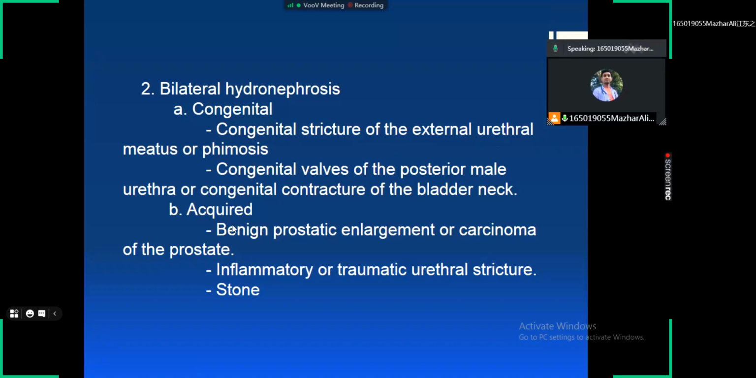So this is the acquired. We talked about the congenital, and these are the acquired causes. Like I already talked about at the start of the lecture, benign prostate enlargement or carcinoma of the prostate can lead to bilateral hydronephrosis, and so can inflammatory or traumatic urethral stricture or stone.